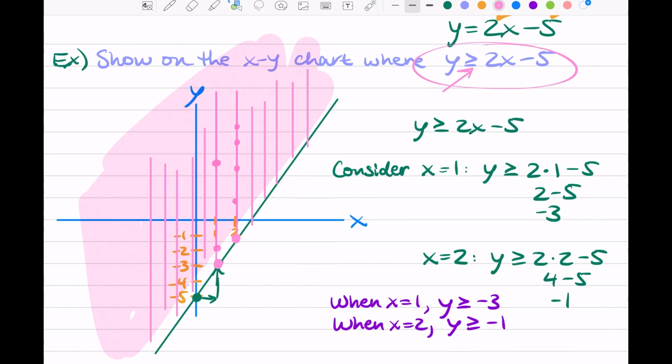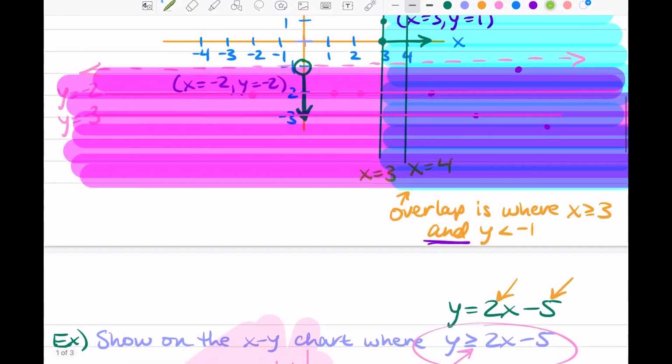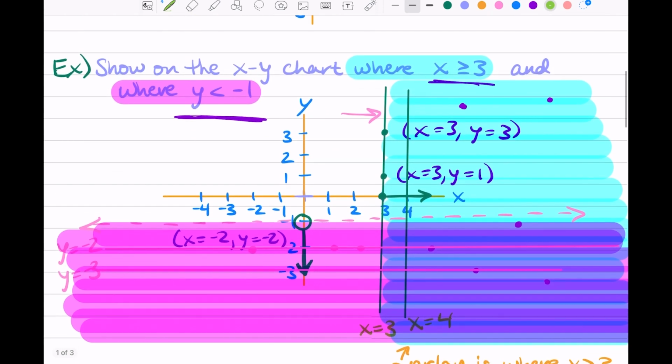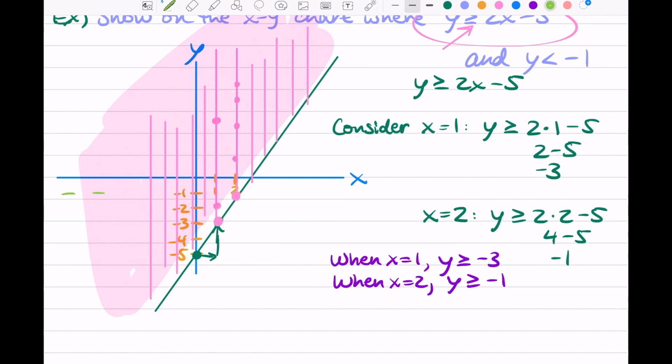Okay, so what if I added an extra step to this? And I said, I want to know where y is greater than or equal to 2x minus 5 and where y is less than negative 1. All right, I gave you an easy one. We just did. Y is less than negative 1. That's where this pink region is. So let's go ahead and plot that. So y is less than negative 1 is going to be everywhere below this line. Everywhere below the line.